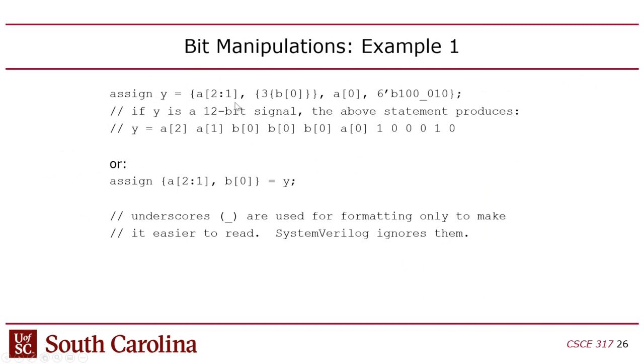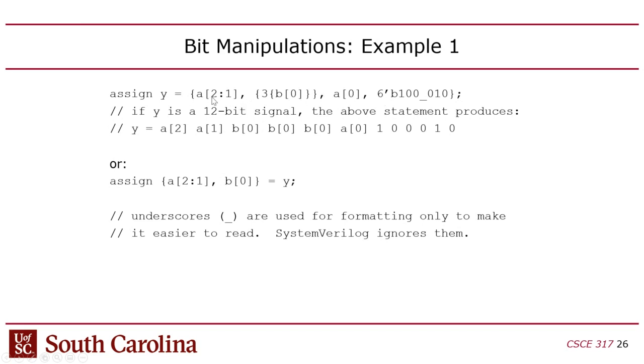So concatenation is when you have signals that you kind of glue together. In this case, I'm assigning Y to be bits 2 down to 1 of A. Notice I put this expression inside of curly braces. That's necessary in order to concatenate. You need the curly braces. And then inside the curly braces, you separate each component of the signal with commas.